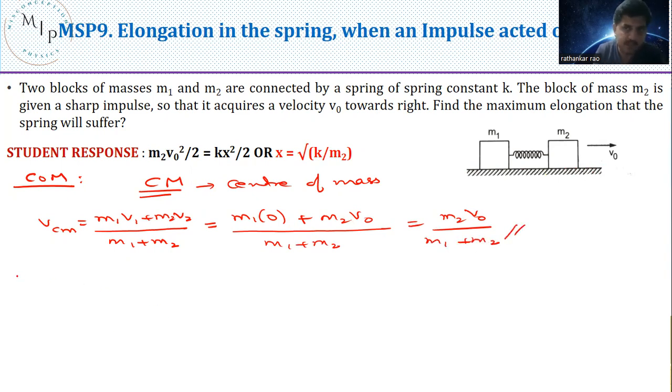Why did I find that? I'll come back to it once again. Just have some patience. Now, we know from the previous example that the maximum elongation or maximum compression will happen only when, let us say, after some time, this has a velocity v2 and this has a velocity v1. If v2 minus v1 is equal to 0, that means both of them have the same velocity, then definitely maximum compression or maximum elongation would be observed.